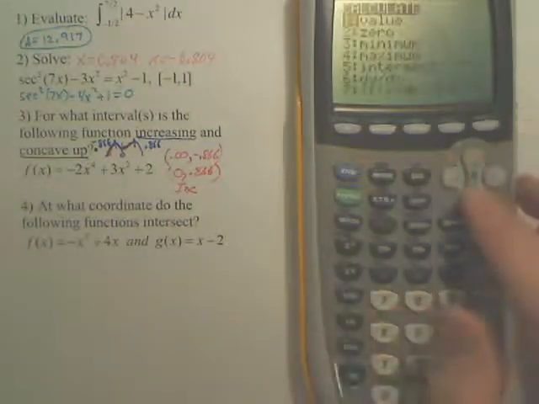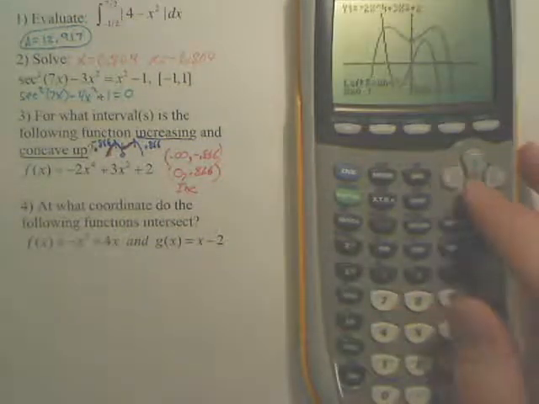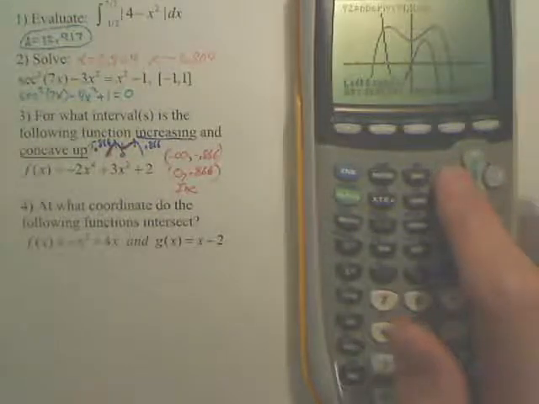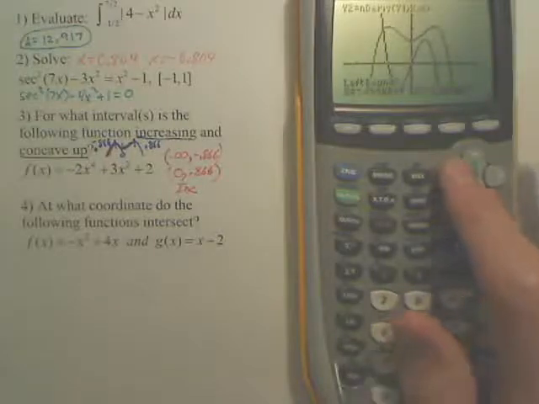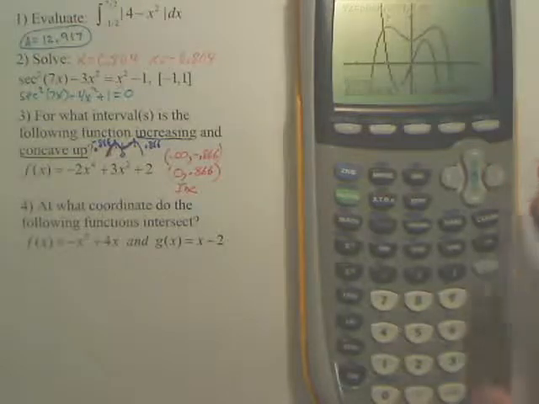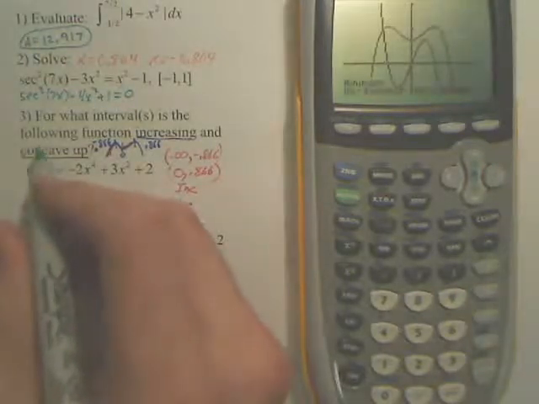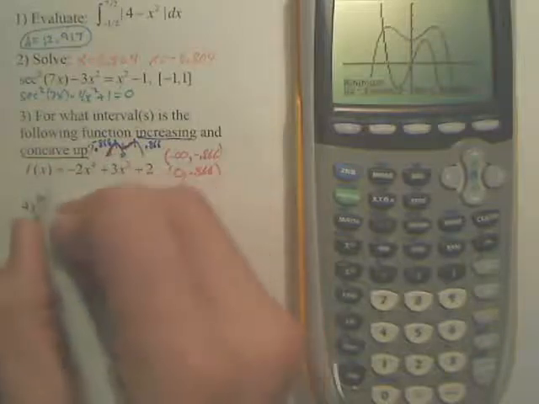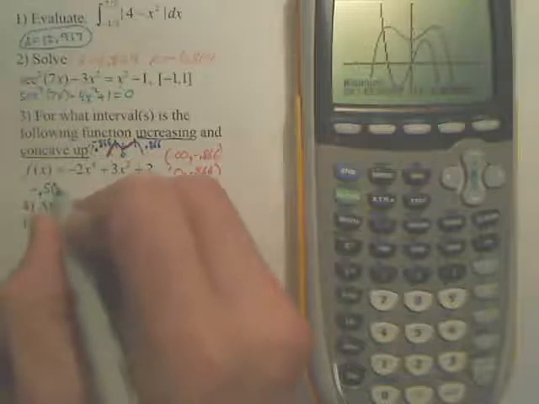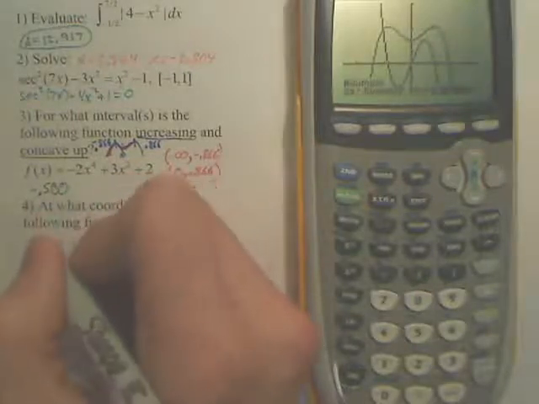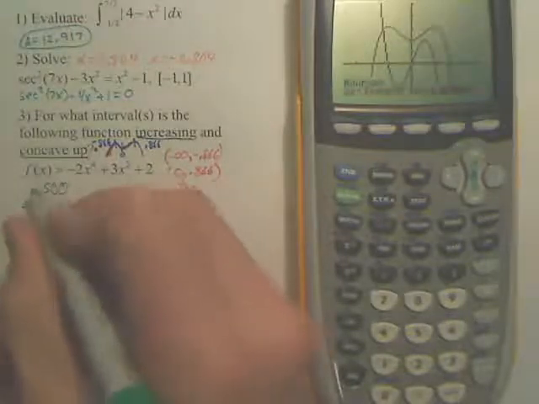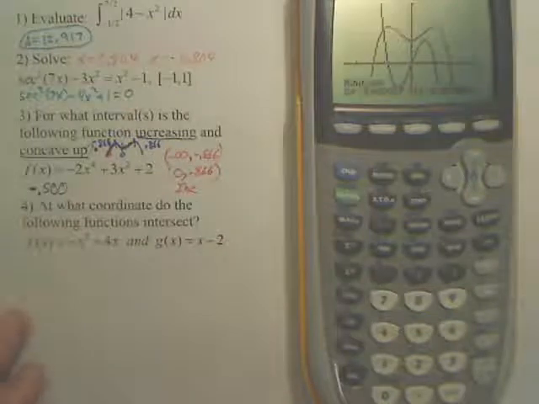So I go second trace. I'm going to do minimum first, and oh, I'm on the wrong function. Can you just push down and it jumps to the other function? Got to go left bound, walk my way across to the right bound, guess, and your calculator pops out with negative 0.500. So negative 0.5. That's where mine rounded. I think others could round a little bit differently, but negative 0.500.